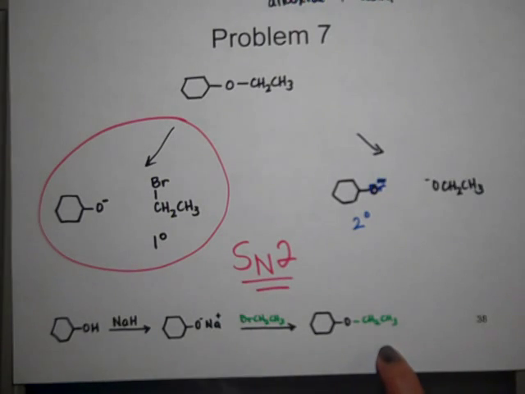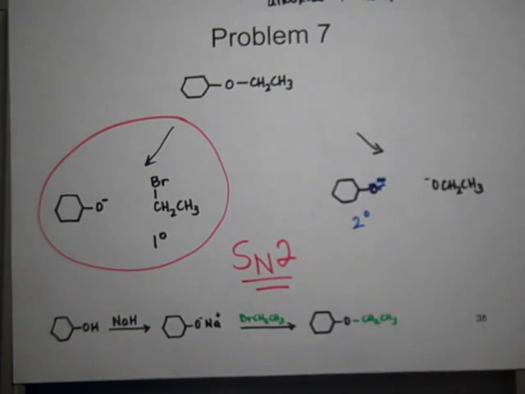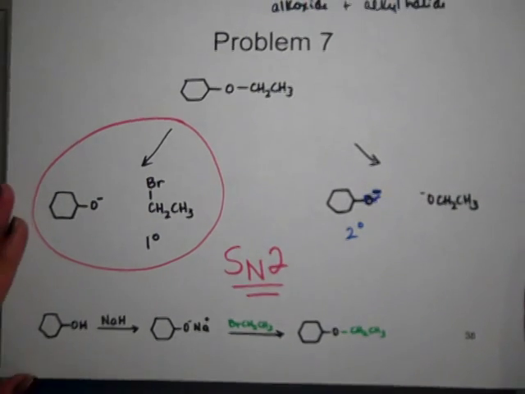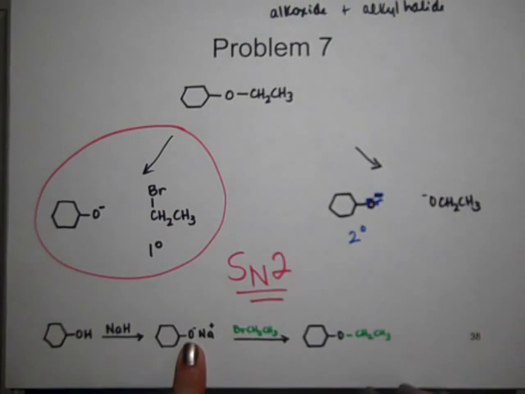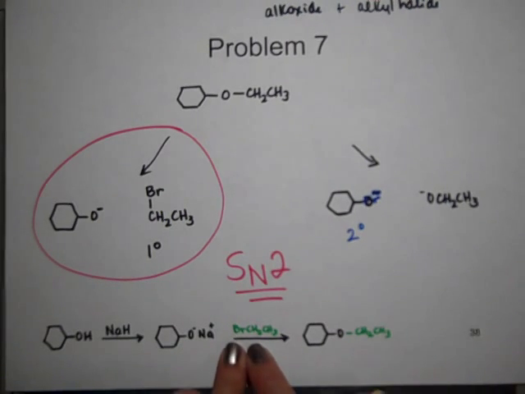You have to watch everything that has to do with the SN2. You have to make it the best possible. So I have a really strong nucleophile, and I have the smallest alkyl halide possible.